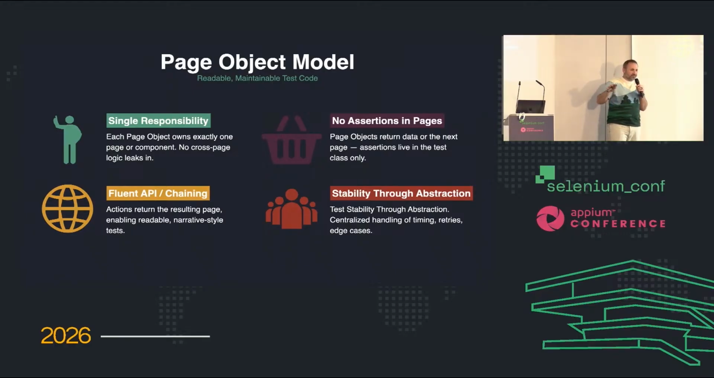If you are doing the assertions in the pages, then you need to think twice. The page object returns data or another page, the next page. Assertion should go to the test only.